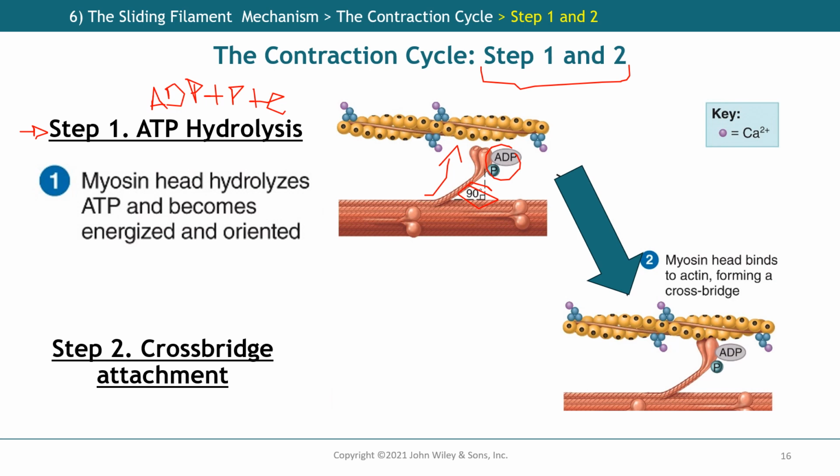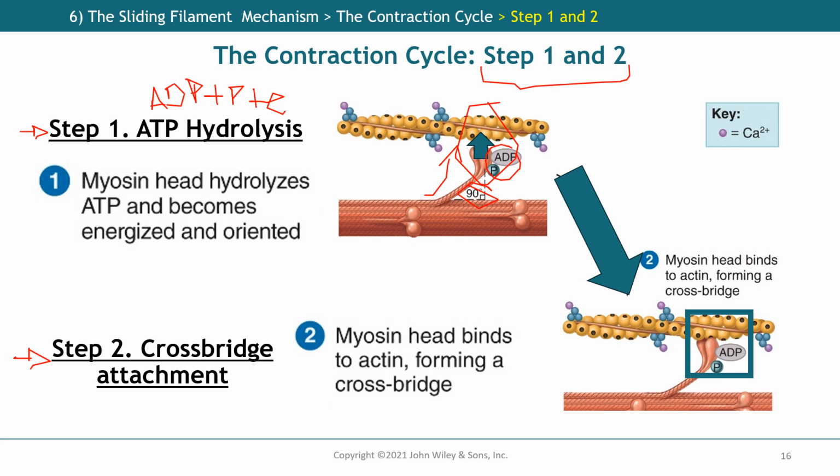The second step, you can see it here, is the cross-bridge attachment. So you remember that here they were getting close, yeah? The actin and the myosin, they were getting close, so now they form a cross bridge. And so here the myosin head binds to the actin and forms a cross bridge.